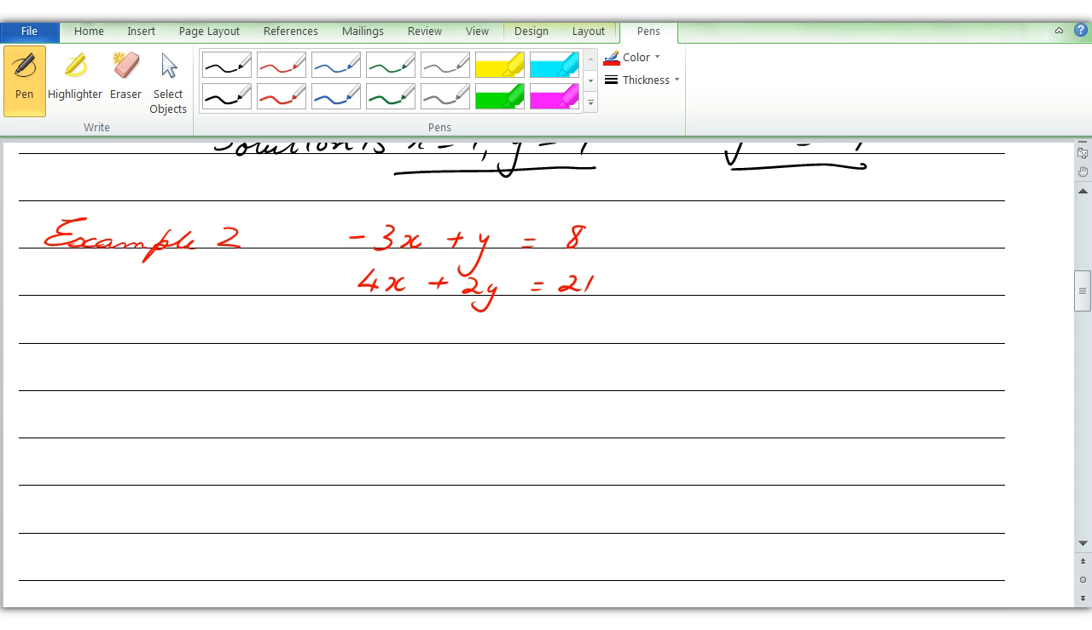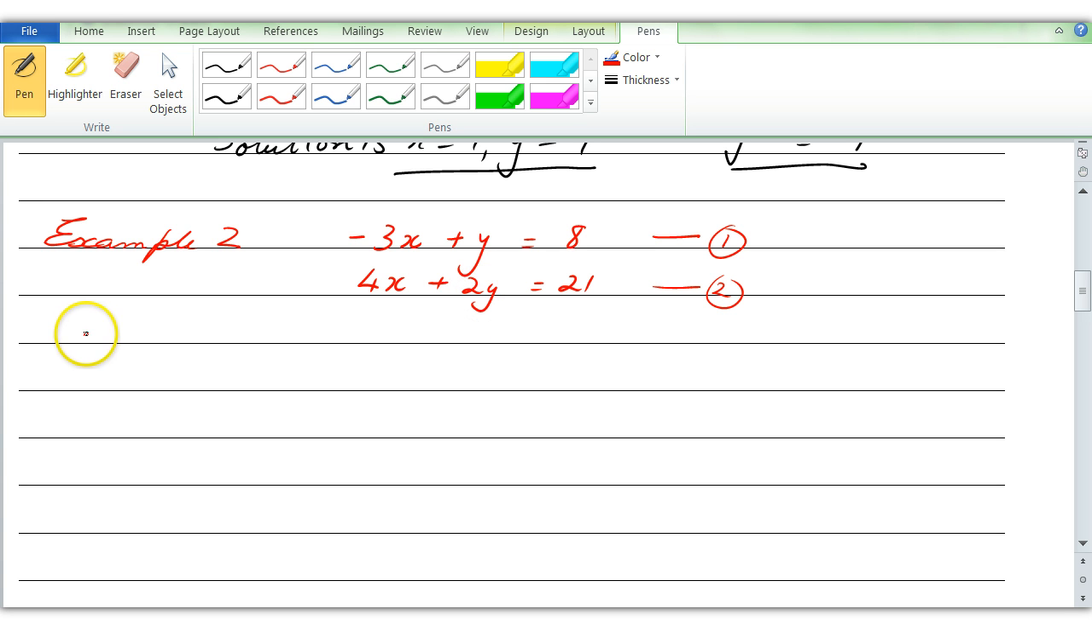In example 2, I think we're going to get some rather more difficult numbers to work with, but let's have a go with this one. Label equations 1 and 2 and have a think about how you're going to eliminate one of the variables. We could do it by multiplying this equation through by 4 and getting negative 12x, and then multiply this equation through by 3 and getting negative 12x and eliminate the x. But I think it might be simpler to multiply equation 1 by 2 to get 2y and then take the other 2y equation, the equation with 2y in it, away from it.